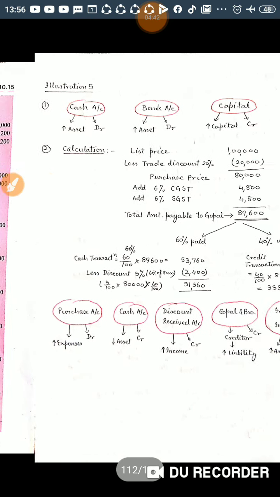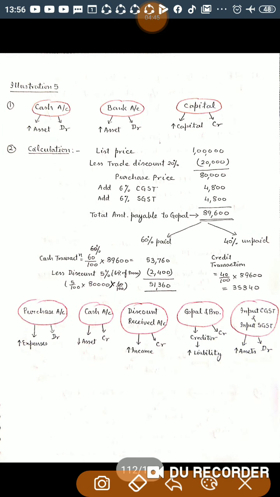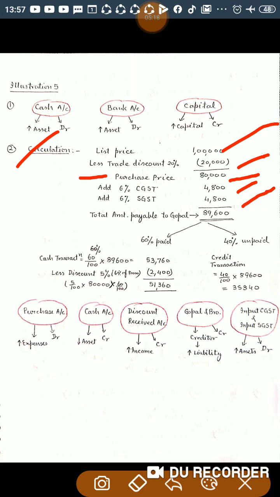So we will consider this point and we will pass the journal entry. For explanation, first of all, we will calculate the amount. List price is given, 1 lakh. We will deduct the trade discount of 20%, that is 20,000. After deducting 20,000, the remaining balance is 80,000. This is my purchase price. We will add GST, CGST and SGST charged at 6% each. So 6% of 80,000 is 4,800 CGST as well as SGST 4,800. So the sum total of these three amounts is 89,600.